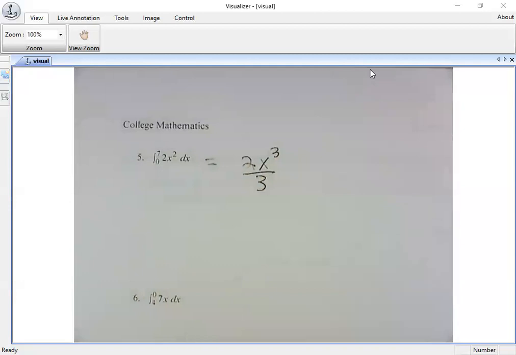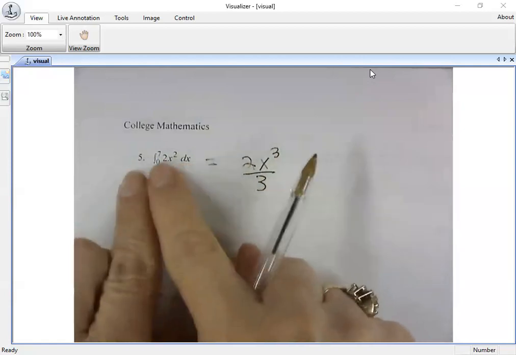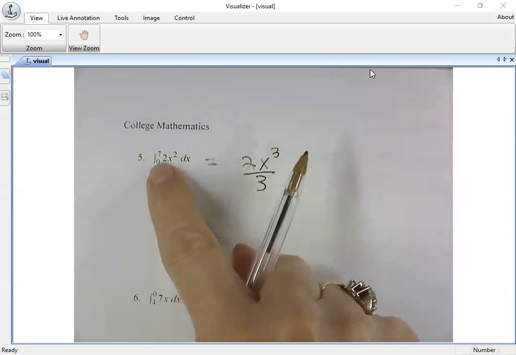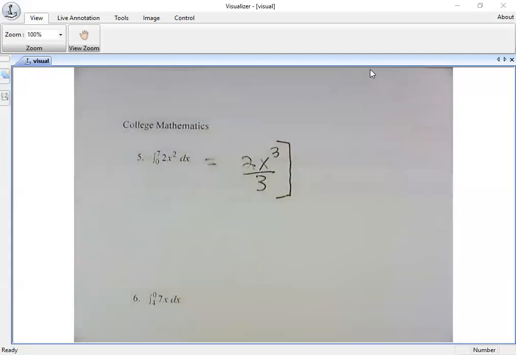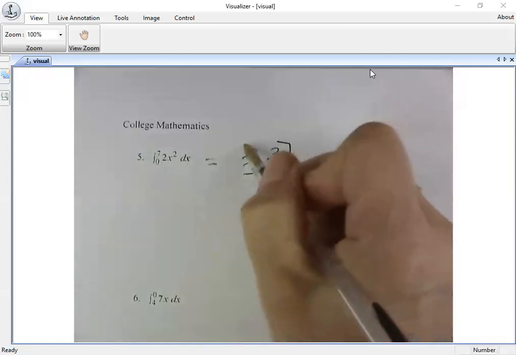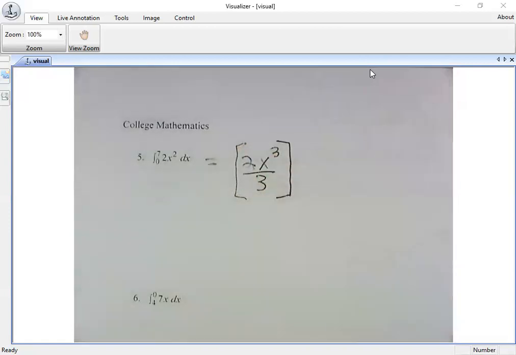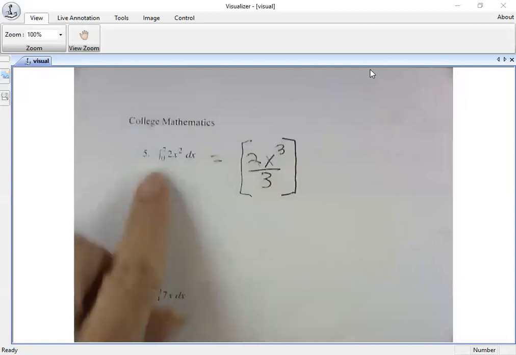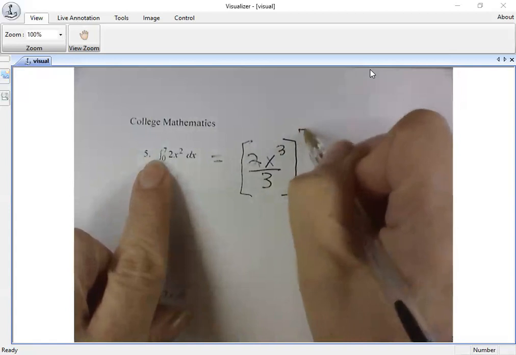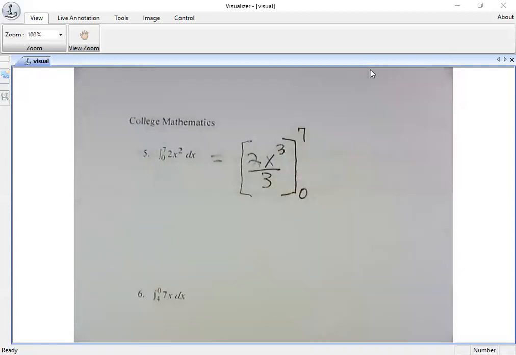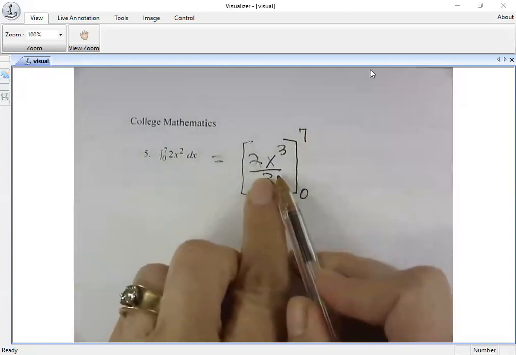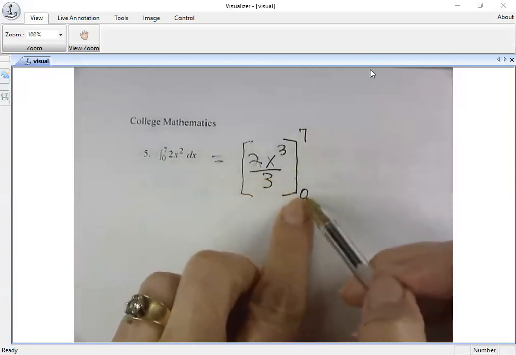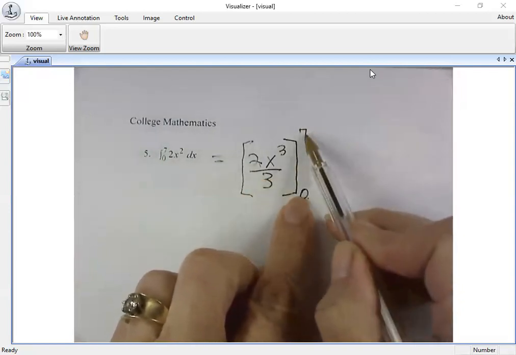Now, here's the new part. After we get it integrated, we're going to drop the integral sign, just like we did with indefinite integrals, but we're going to put a bracket around this. It's okay if you want to put it on the front, but you have to have it at the end. And at the end, we'll put from 0 to 7. So here's what we're signifying. We've now integrated this function. Now we are ready to evaluate it from a lower boundary of 0 to an upper boundary of 7.